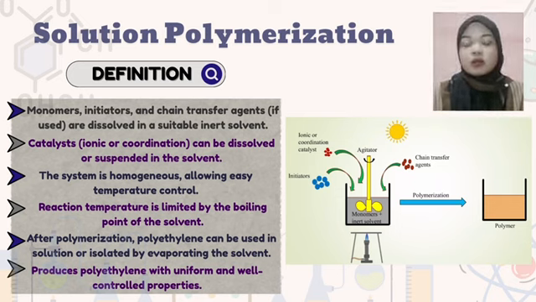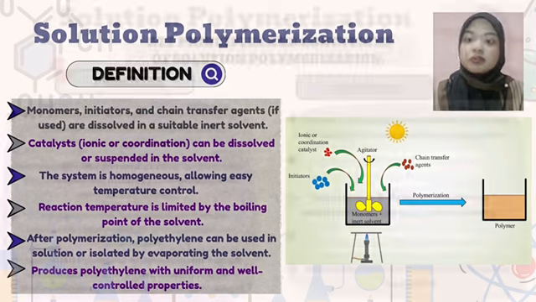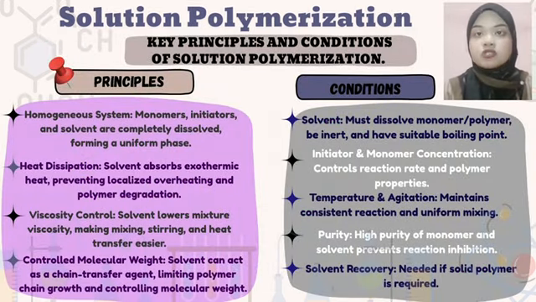After polymerization, polyethylene can be used in solution or isolated by evaporating the solvent. It can produce polyethylene with uniform and well-controlled properties. Now, I will explain the key principle of solution polymerization.